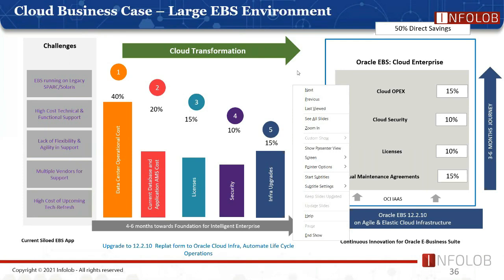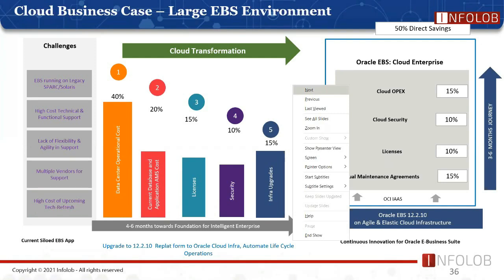To talk about the migrations, when you're talking about large environments, there's a huge investment from the data center operations point of view, the licensing and all those things. But within 6 to 7 months, you can get 50% direct savings when running EBS on the cloud, especially since we don't need to pay all these data center costs, and then there's capex versus opex and all those things.